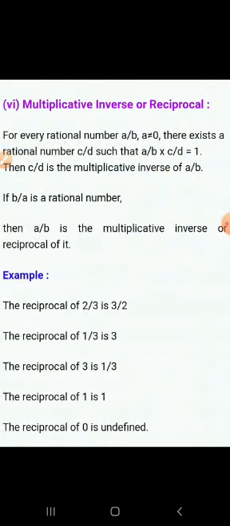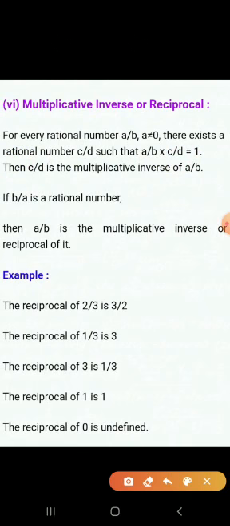Next, another characteristic, that is the multiplicative inverse. We also call it as reciprocal. The questions are coming. Find the reciprocal of 2 upon 3. Its reciprocal will be 3 upon 2. Reciprocal of 1 upon 3. It will be 3 upon 1. That is 3 only. Reciprocal of 3 is 1 upon 3.